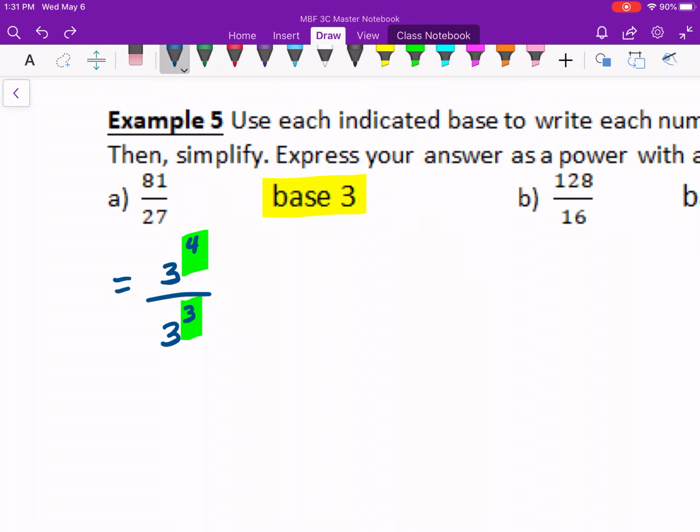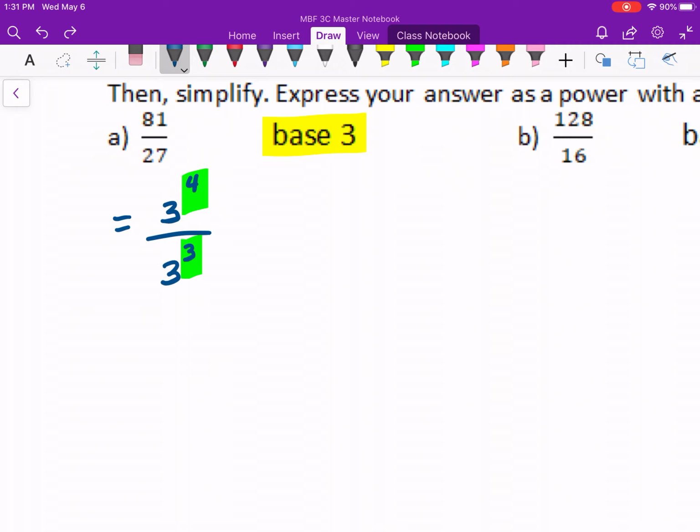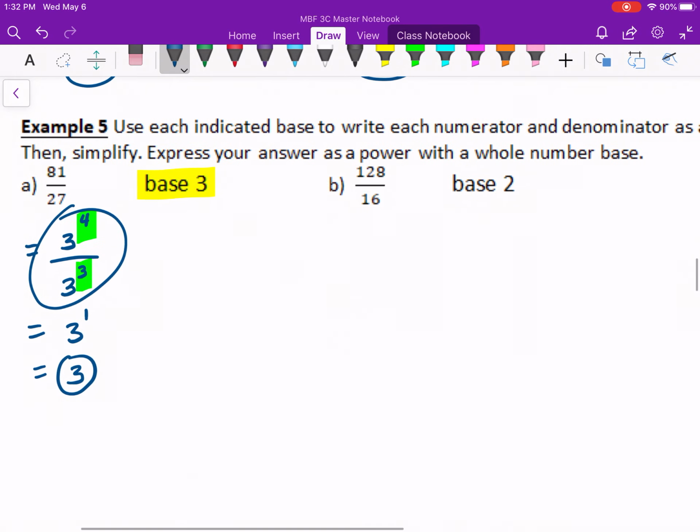So they wanted us to rewrite it first with common bases. They have the same base. And what's good about having them both be base 3 is now we can use our exponent laws to simplify it. We know that we can subtract the 3 from the 4 because we're dividing, and we just get 3 to the 1 or just 3. So that's what this question wants.